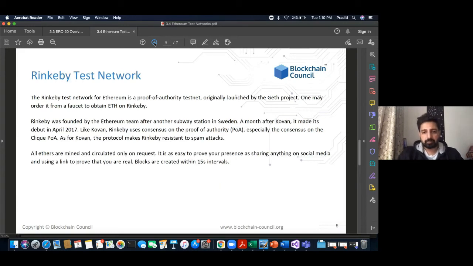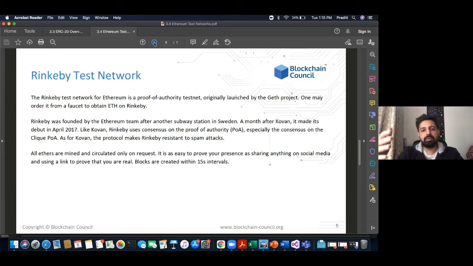Rinkeby. This is nice. The Rinkeby test network for Ethereum is a proof of authority testnet originally launched by the Geth project, and one may order ethers from a faucet to obtain ethers on Rinkeby. It's the way Rinkeby has been designed. It is straightforward. It is simple. That's the reason I say it's nice, but it still doesn't use proof of work.